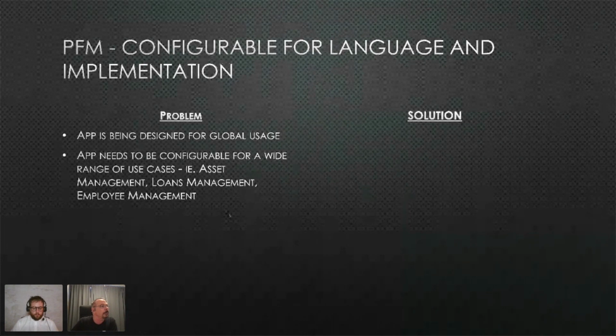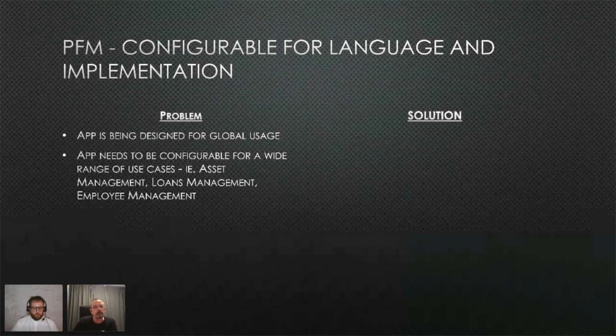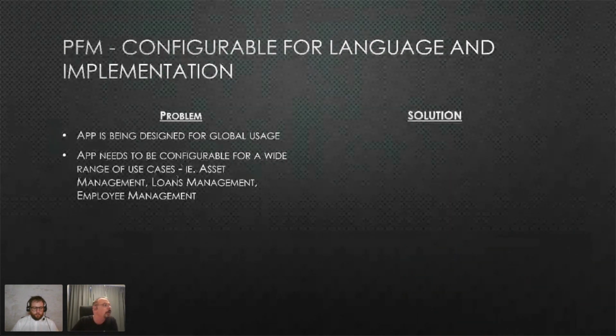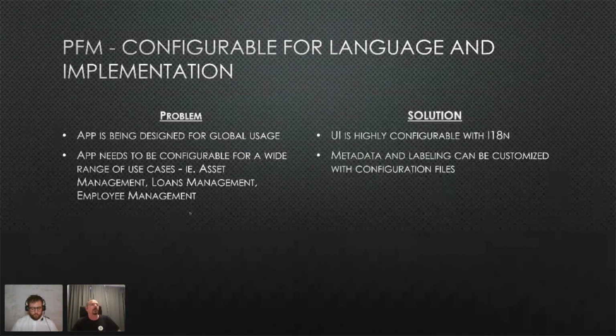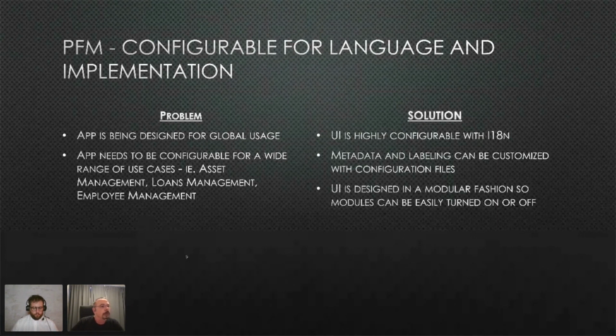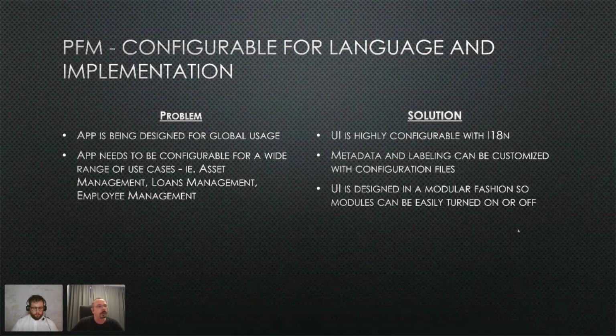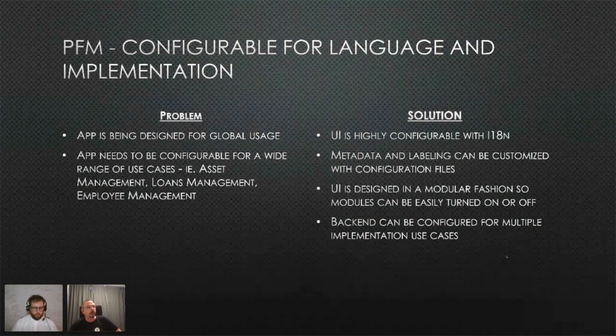Configuration. We're designing the app for global users, so we make a lot of usage of i18n in our UI interfaces, and we make sure that the metadata and labeling can be customized with configuration files. So basically, with the same code base, we can change labels so that they're appropriate to each use case, as well as language. And again, we use a modular design pattern so we can easily turn items on or off.